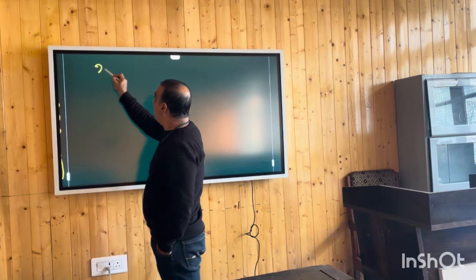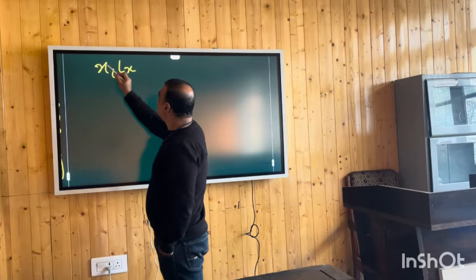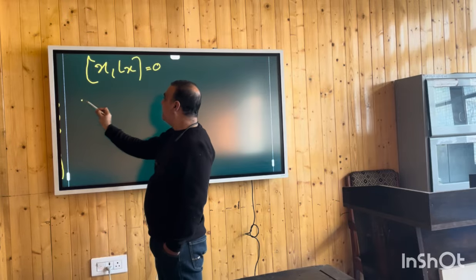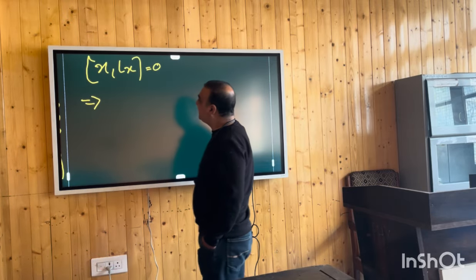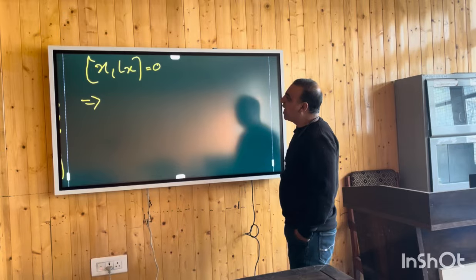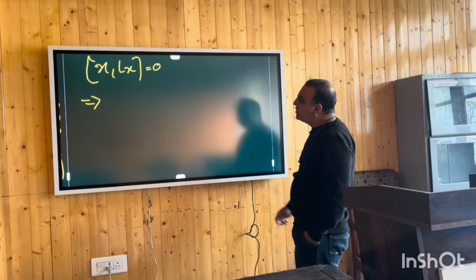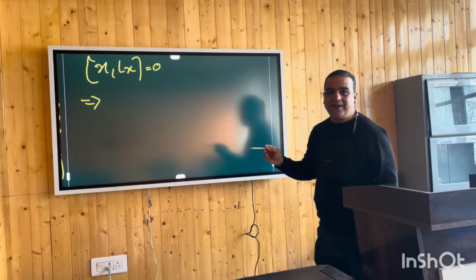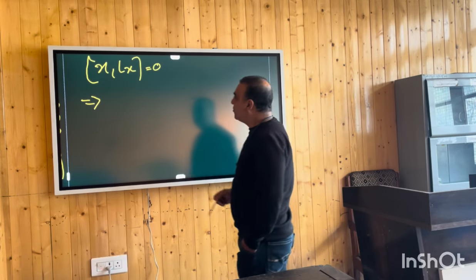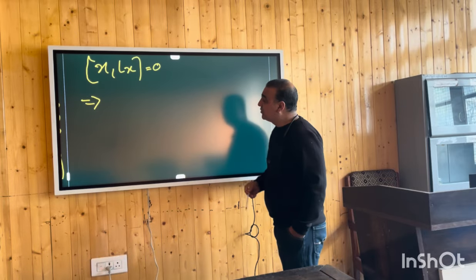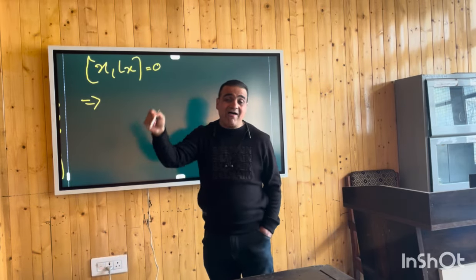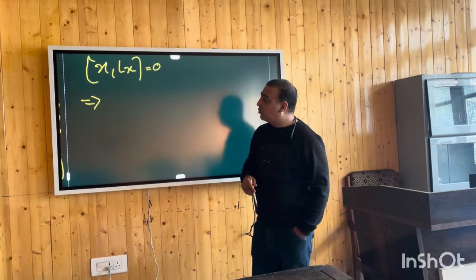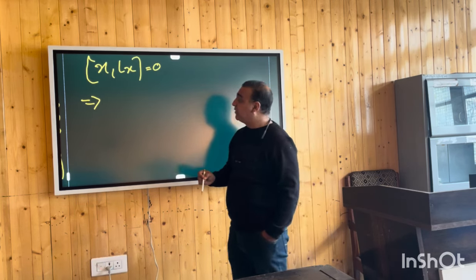So what I have, [x, Lx], is giving me 0. What does that mean? That means I can exactly calculate the position along x and the angular momentum along x in this quantum mechanical framework. So there is no need of the uncertainty principle here, because nature is allowing you to calculate these two quantities along the same direction.